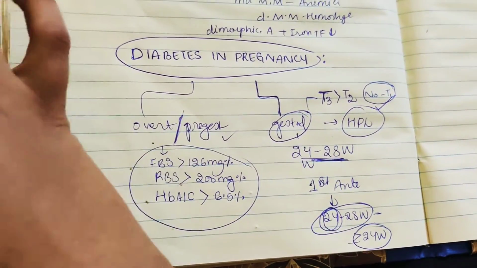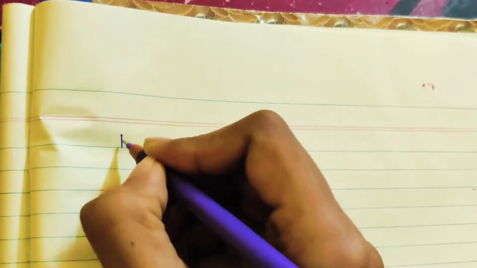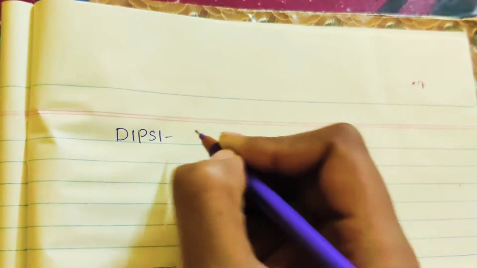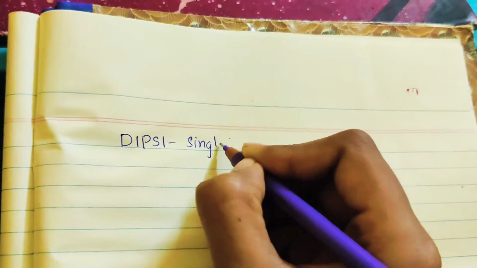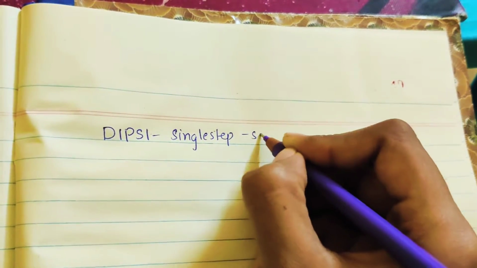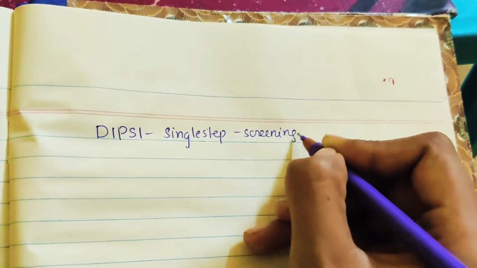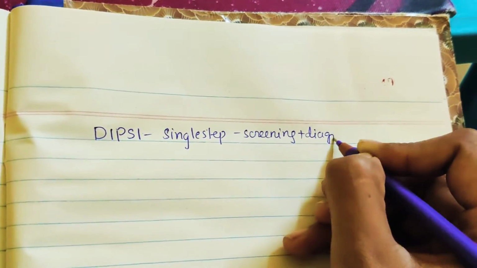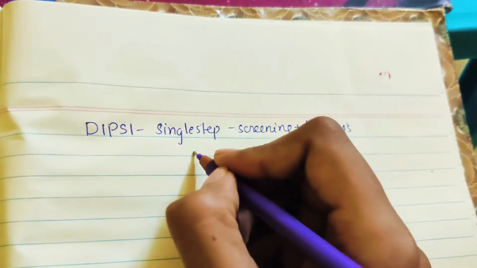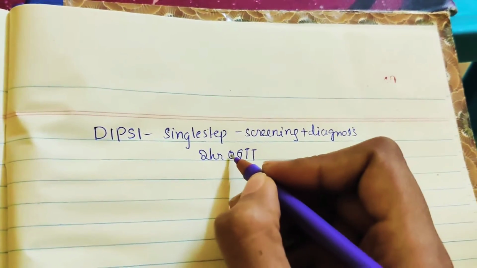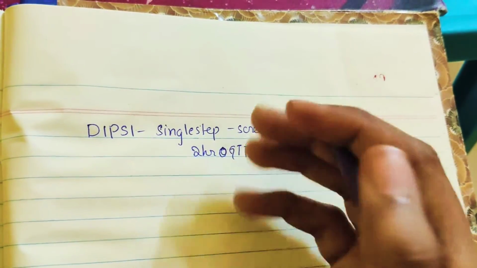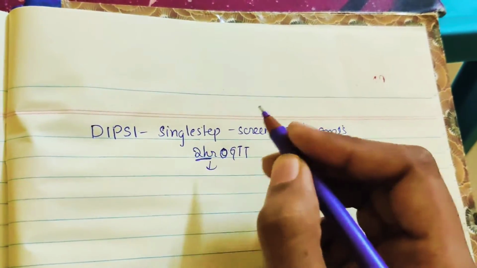Okay, so this test is mainly called DIPSI. What is this DIPSI? This diabetic test name is DIPSI. It is a single step test where you can do both screening and diagnosis in a single step. In this test we mainly give a 2-hour OGTT. So what is this OGTT? Oral glucose tolerance test. You give oral glucose, and the total time is 2 hours. This test takes 2 hours.